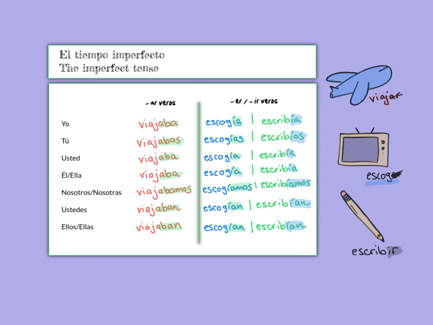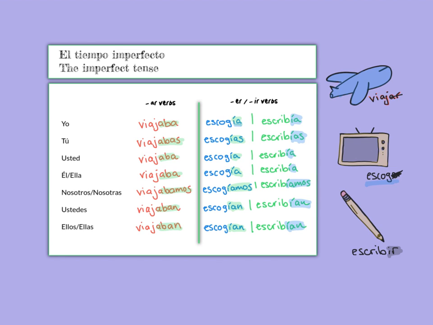So we have yo escribía, tú escribías, usted escribía, él escribía, or ella escribía, nosotros escribíamos, nosotras escribíamos, ustedes escribían, ellos escribían, ellas escribían. And so this would give you the meaning of they used to write. So I used to write. Yo escribía. Or I was writing when something happened. It could also be that idea of an interrupted action. And that's all you need to know in order to form the imperfect tense.